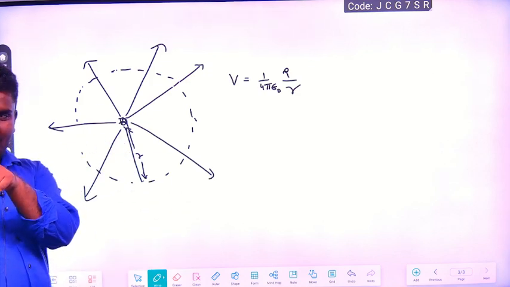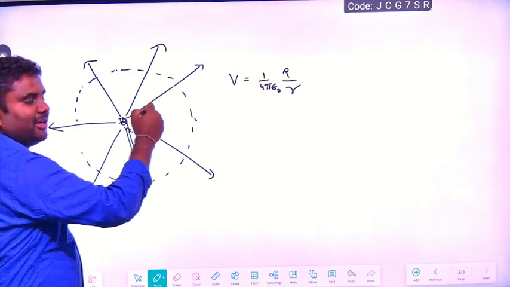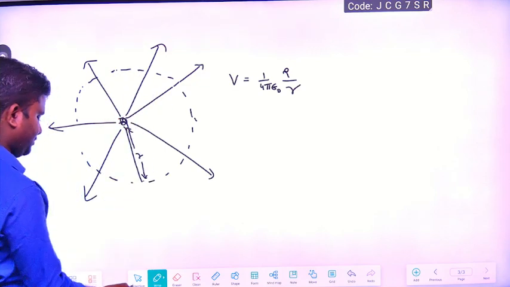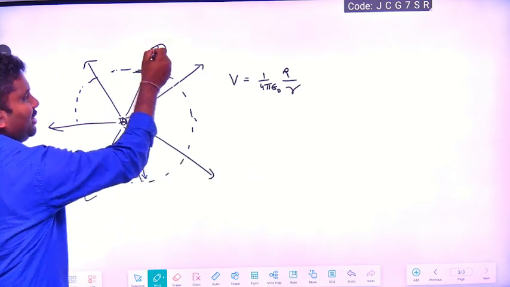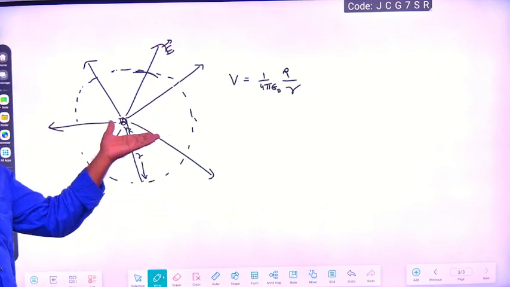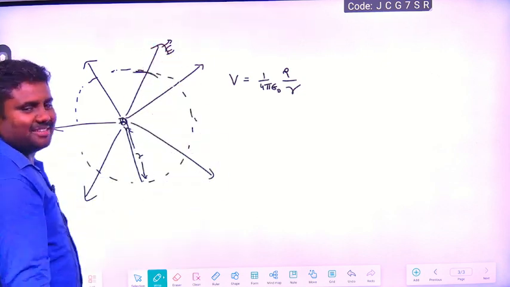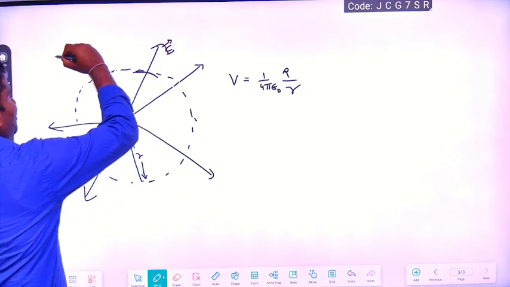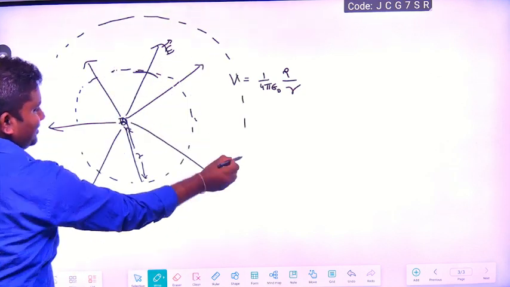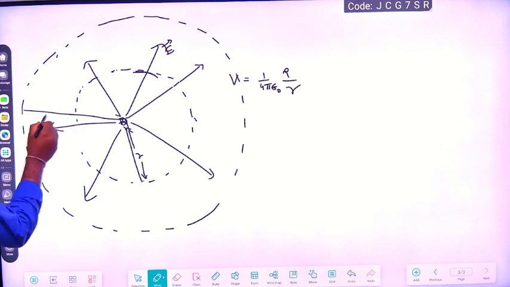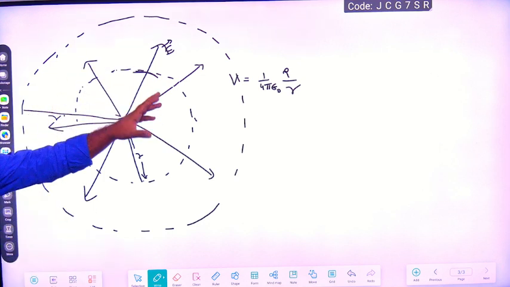Now for that equipotential surface, what is the direction of electric field lines? This is a surface, so electric field lines are perpendicular. Understood? Okay. Now I will take one more equipotential surface. This has another distance, R dash. This is one more equipotential surface.